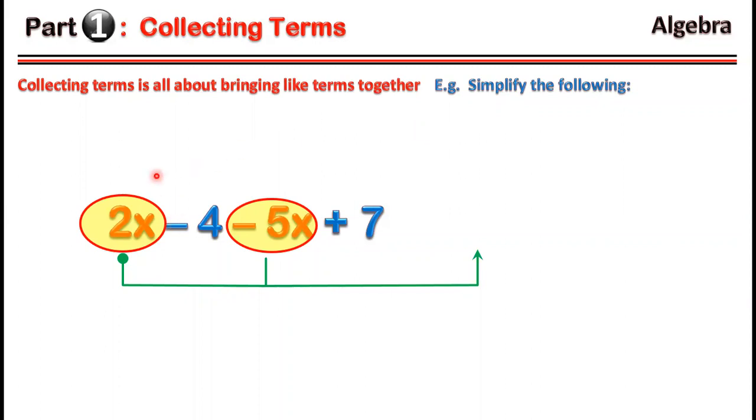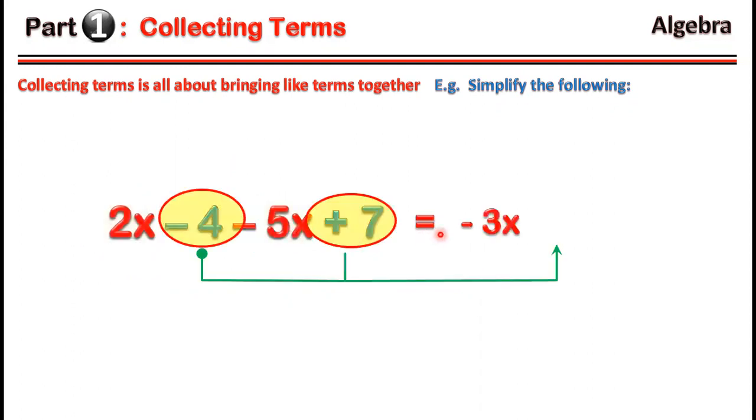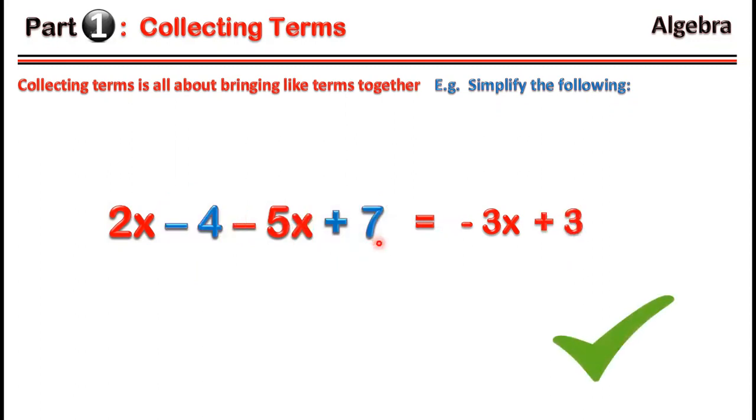So after we have identified these terms, now we can actually simplify. We have 2x minus 5x, and this will give us minus 3x, right? And minus 4 plus 7 is plus 3. So we have simplified.